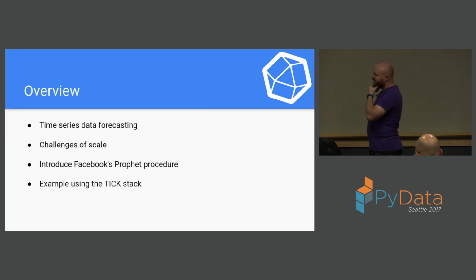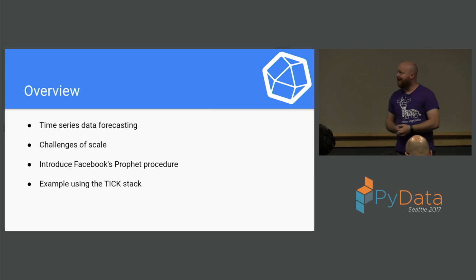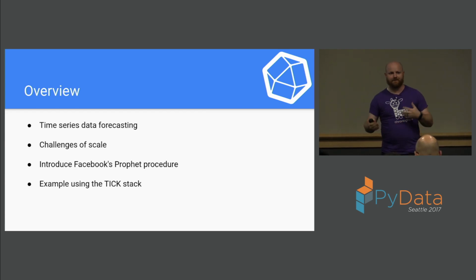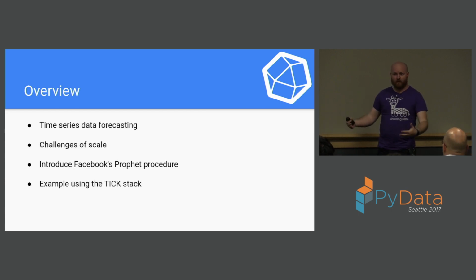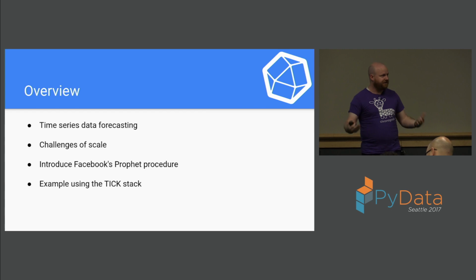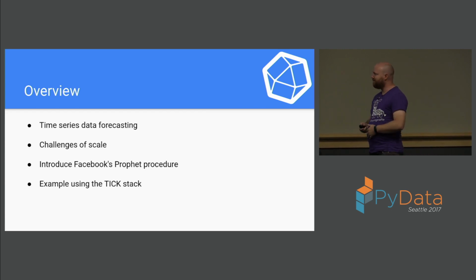So an overview of what we'll be talking about today. First, let's give a quick review of what I mean when I say time series data forecasting. Really simple. And then we'll talk about the challenges of scale and what I mean when I say scale. And then we'll introduce in a little bit of depth the Facebook Prophet algorithm and that procedure and how that works. And then the majority of the talk will be focused on an example walkthrough, an experiment I did using their algorithm and their procedure, and how that turned out for me on some example data. And then we'll present some learnings and then wrap up.